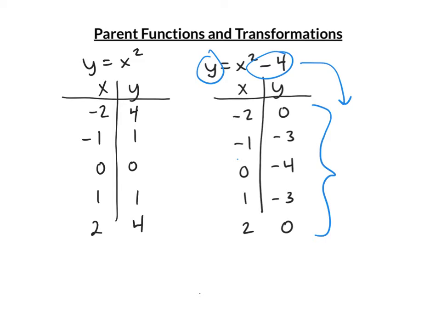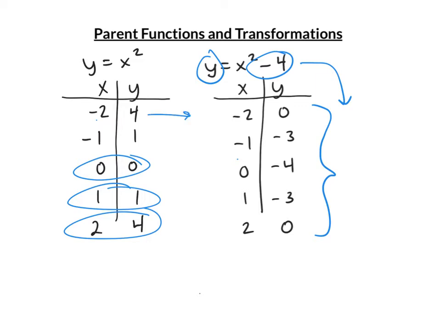So here's a table with a quadratic. When I square negative 2, I get 4. Negative 2 times negative 2. I square negative 1, I get 1. When I square 0, I get 0. I square 1, I get 1. And 2, I get 4. And now when I plug those same values in, I'm subtracting 4. So the 4 becomes 0 after I subtract 4. The 1 becomes negative 3. And every y value here decreases by 4.